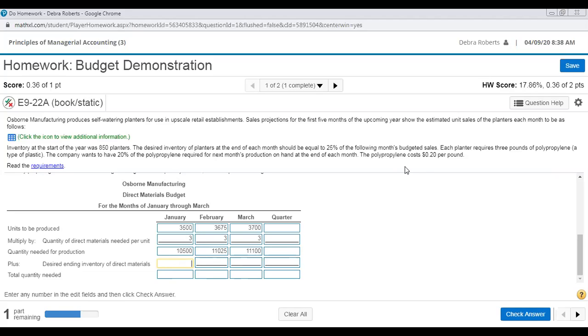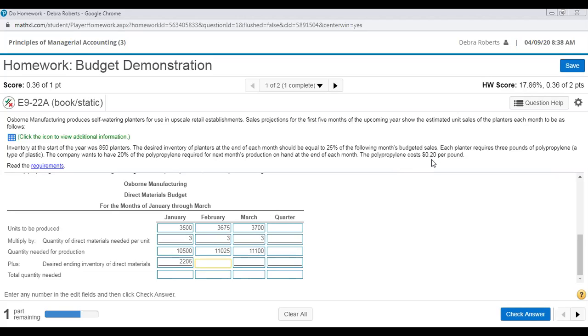Now, what we multiply this 11,025 by is the cost. In this case, it's 0.20. So I'm going to take my 11,025 and multiply by 0.20, and I get 2,205.